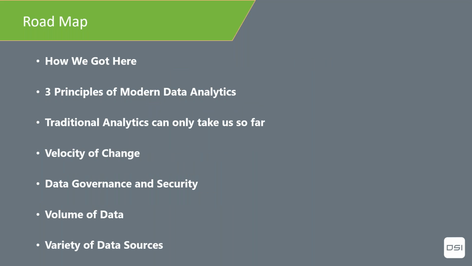What we're going to cover today is how we got to where we are, so a bit of a history of analytics. We're going to talk about the three principles of modern data analytics. We're going to discuss how the traditional analytics approach can only take us so far. And then we'll go through those three principles: how we deal with velocity of change, how we apply data governance and security to that, how we deal with volumes of data, and how we deal with a variety of data sources.